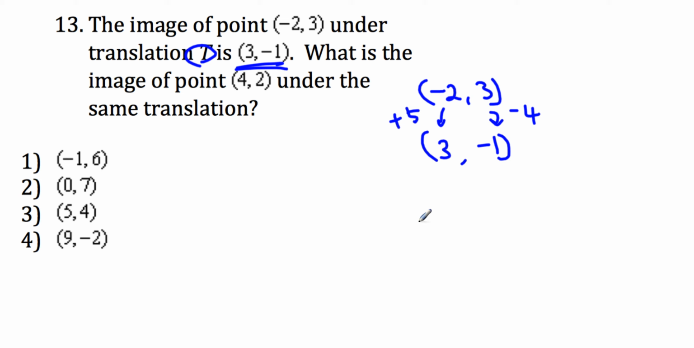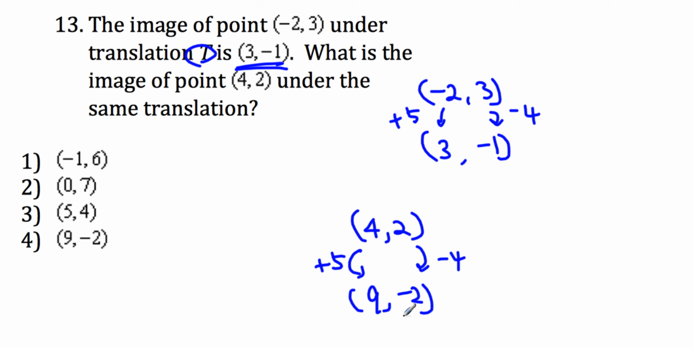Then similarly, what is the image of the point 4 comma 2? Using the same translation. So x has to gain 5. Then we get to realize 4 plus 5 becomes 9. And y will lose 4. So 2 minus 4 becomes negative 2. So 9 comma negative 2, which is choice 4, becomes our answer.